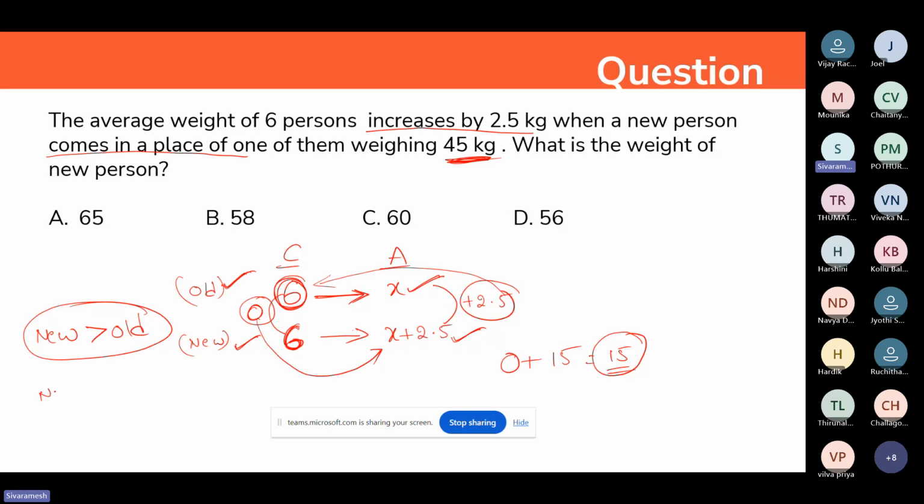Then what about the new person's weight? The new person's weight is more than the old person's. Obviously, the old person's weight is 45. So the new person's weight is 15 kgs more, whatever answer we got from the shortcut. So the new person is 15 kgs more than the old person. Obviously it is 60 kgs. So the new person's weight is 60 kgs.